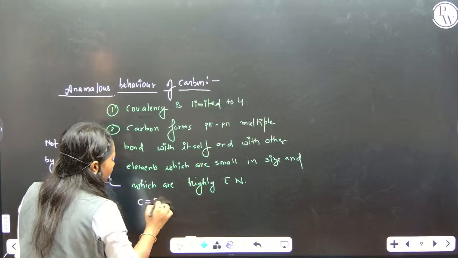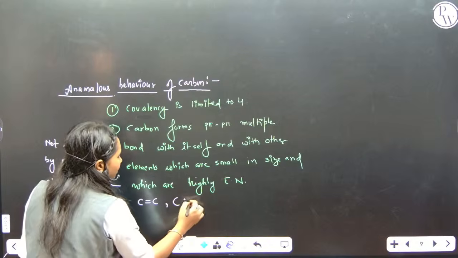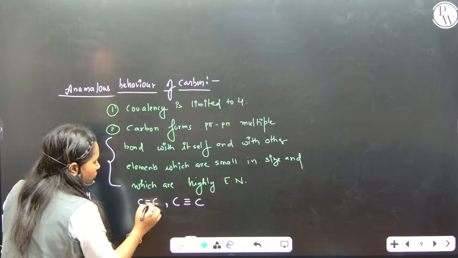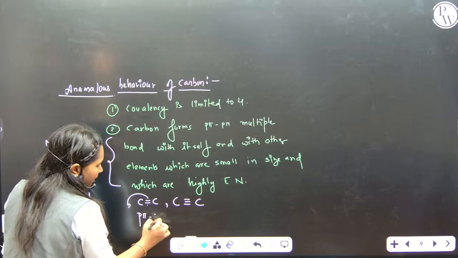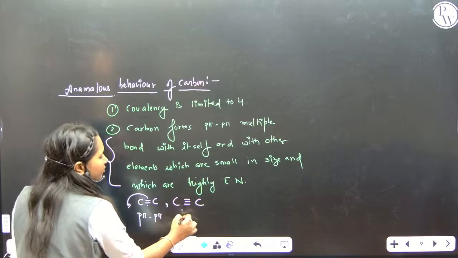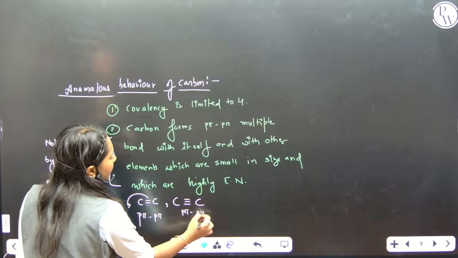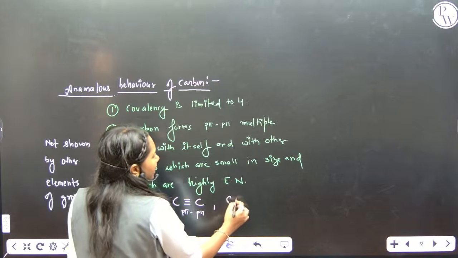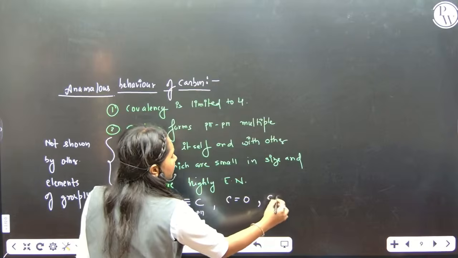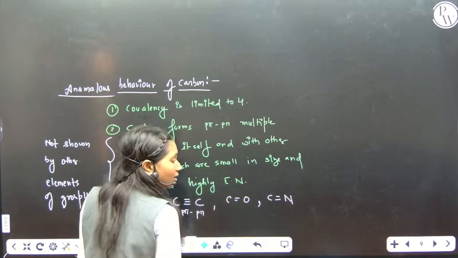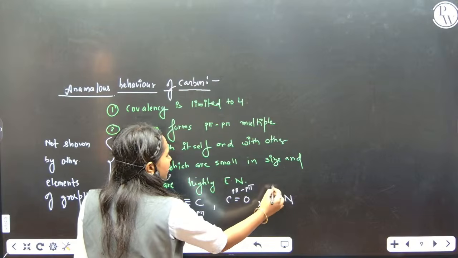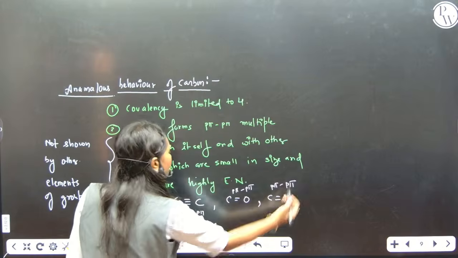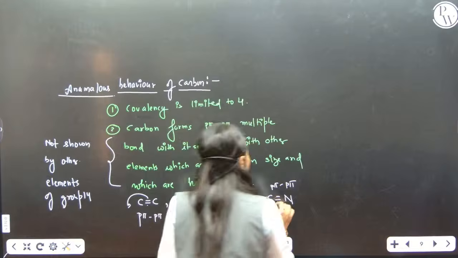C double bond C we know, C triple bond C we know. So one is sigma, one is pi. This is which pi? P pi. This is which pi? P pi. Correct. C double bond O, C double bond N. Right. This is also p pi. So what actually happens?